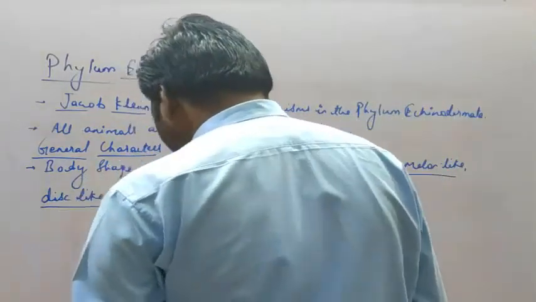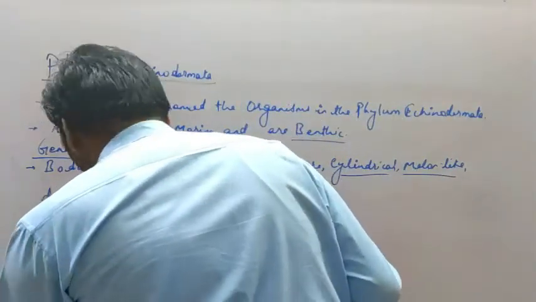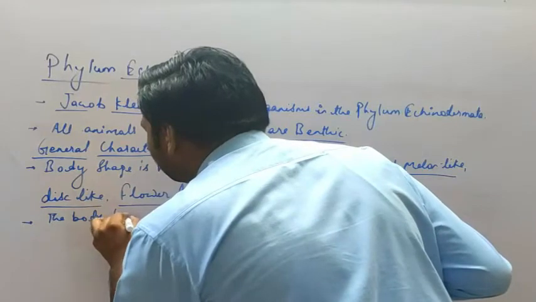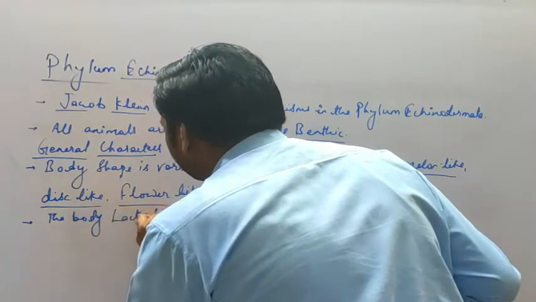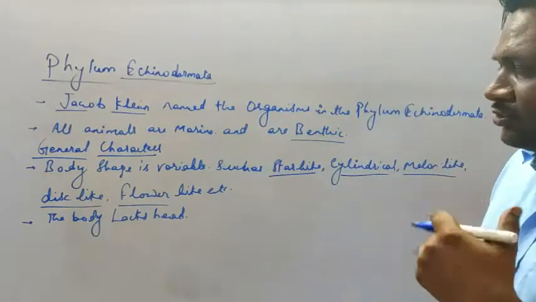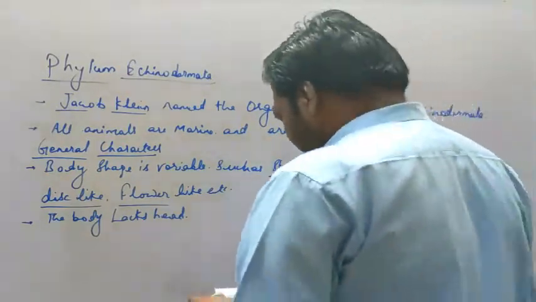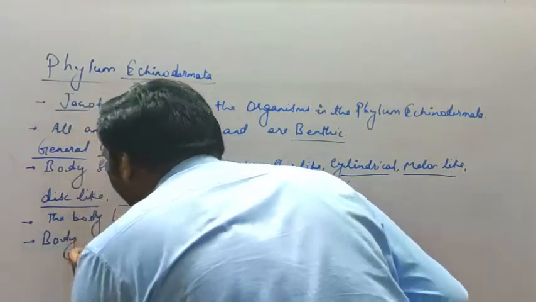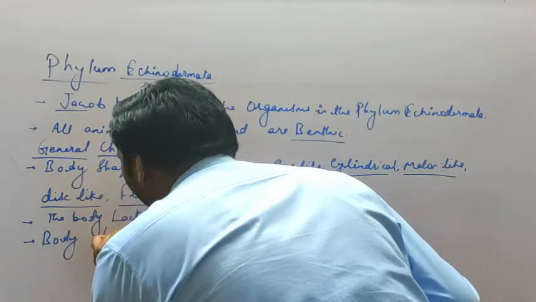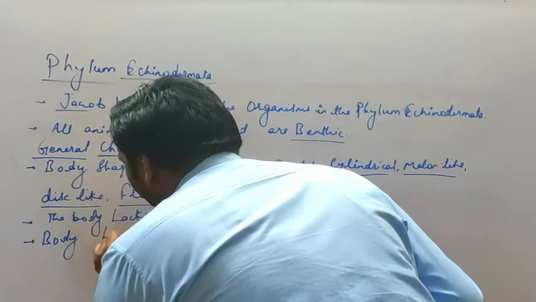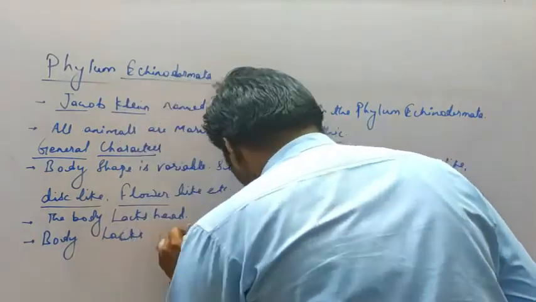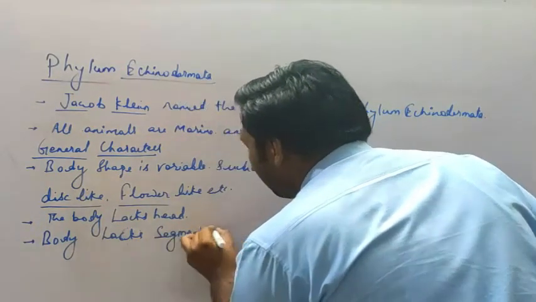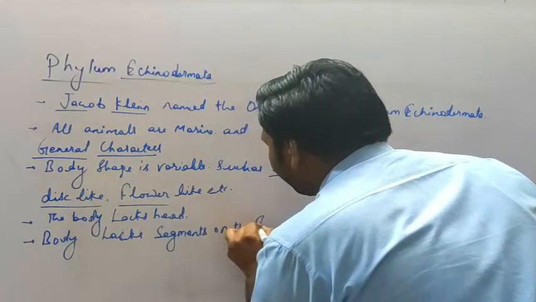Then next, the body lacks a head. The head is not developed in these animals. Then next, the body lacks segments on the surface.